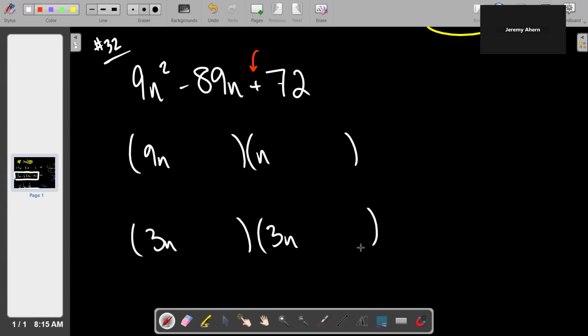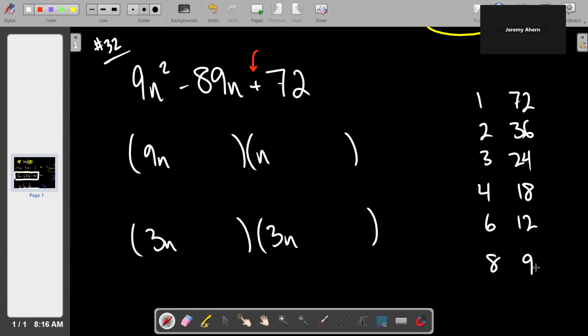And so 72 has a lot of different factors at the back. There's a 1 and a 72. There's a 2 and a 36. There's a 3 and a 24. There's a 4 times 18. There's a 6 times 12. And I think 8 times 9 is the last one.